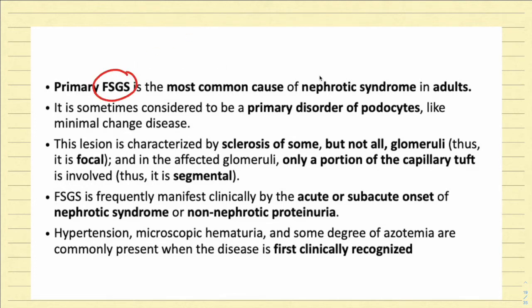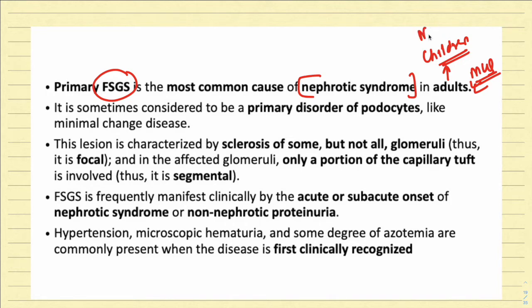It is the most common cause of nephrotic syndrome in case of adults. So it is not the membranous. Primary FSGS is the most common cause of nephrotic syndrome in adults. What is the most common cause of nephrotic syndrome in case of children?